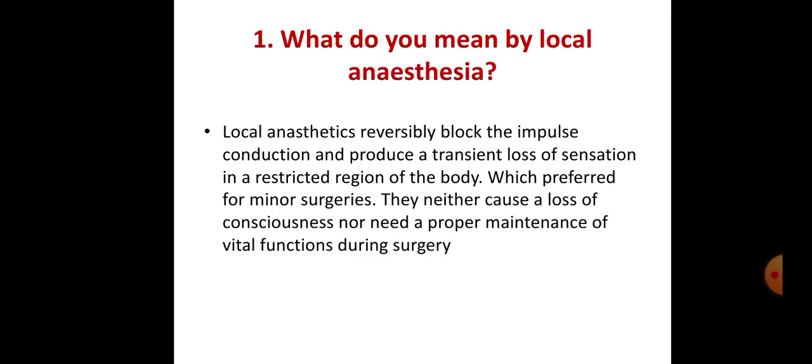What is local anesthesia? Local anesthetics reversibly block the impulse conduction and produce a transient loss of sensation in a restricted region of the body. That means the overall body is not anesthetized. Only some part of the body will have no sensation. There won't be any impulse conduction, as it is blocked by this anesthetic.